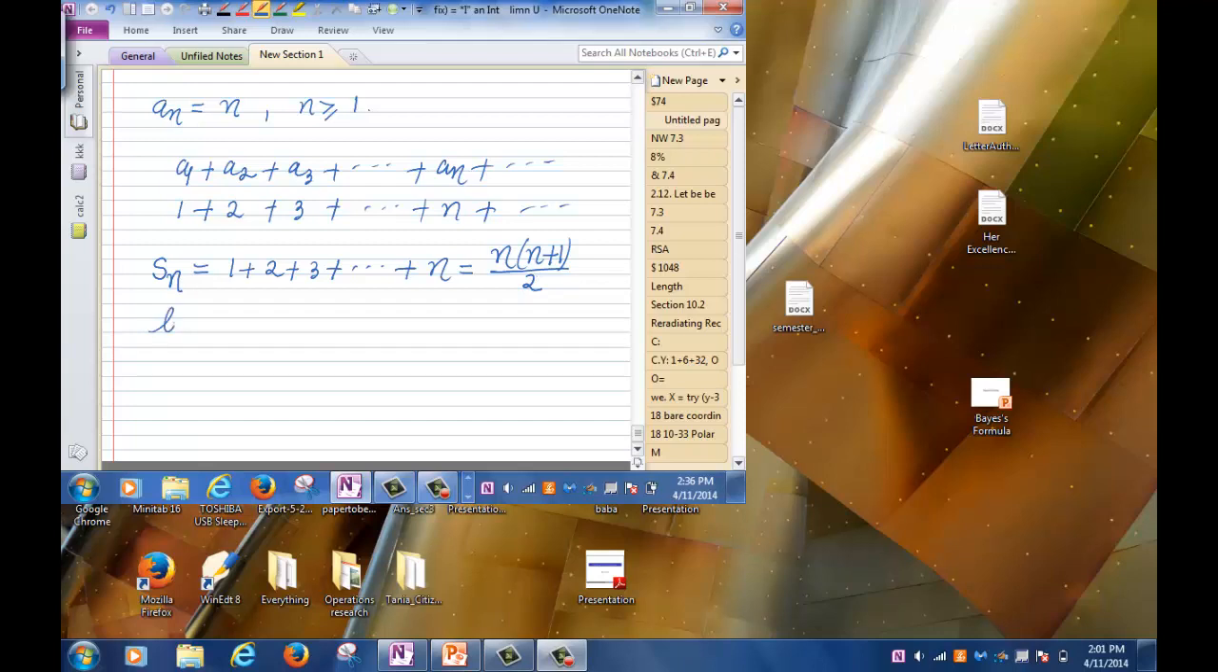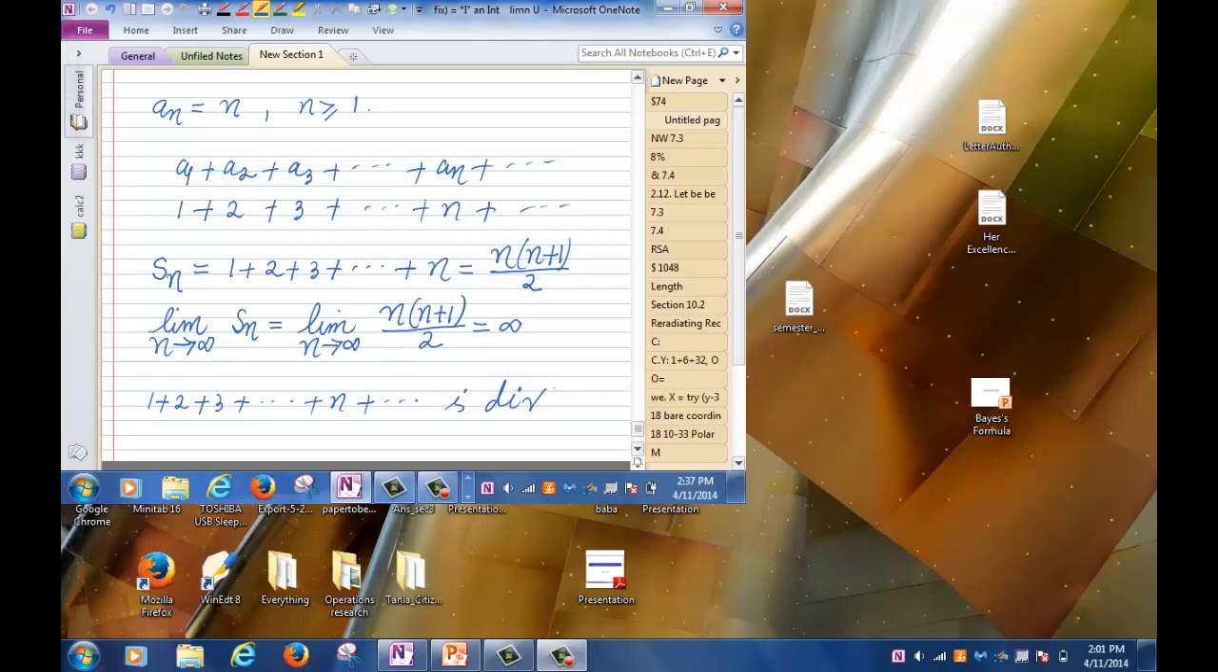Now let's look at the limit as n goes to infinity of the nth partial sum. That's going to be the limit as n goes to infinity of n times n plus 1 divided by 2. And what is that limit? It should be pretty obvious. Yeah, the limit is infinity. It's not a number, right? So we say that this series is divergent. The series 1 plus 2 plus 3 plus dot dot dot plus n plus dot dot dot is divergent. It doesn't have a sum.